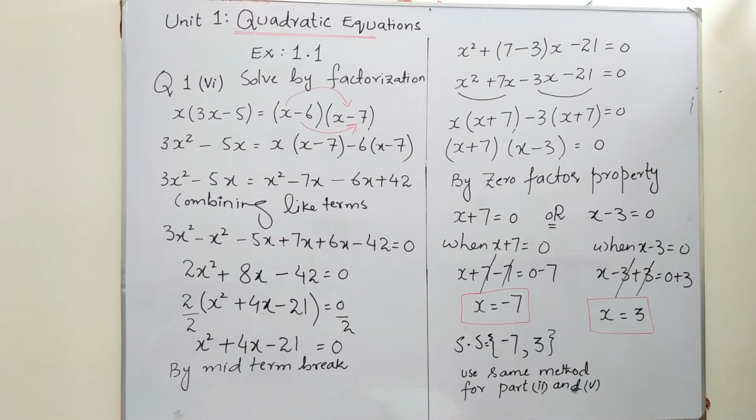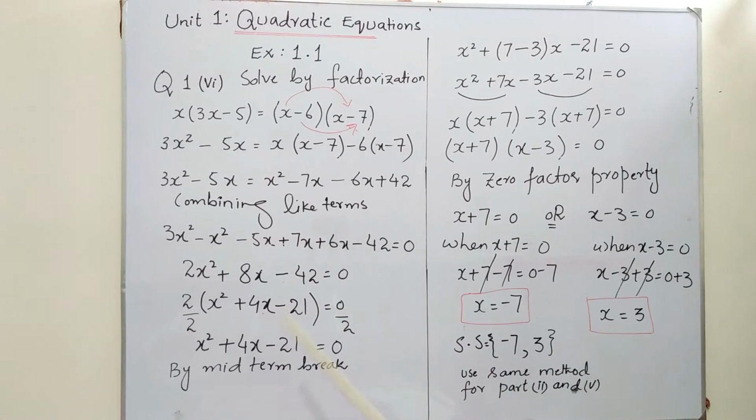Now combining like terms, 3x square, and when this plus x square is shifted towards the other side of the equation, it becomes minus x square. 3x square minus x square minus 5x, and these two, minus 7x and minus 6x, become plus 7x and plus 6x, and plus 42 becomes minus 42 is equal to 0. Now we solve these terms. 3x square minus x square is equal to 2x square. Solving these three terms, 7x plus 6x is 13, 13 minus 5 is 8x, minus 42 is equal to 0.